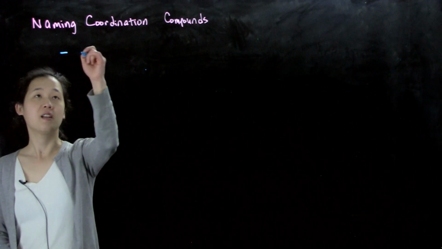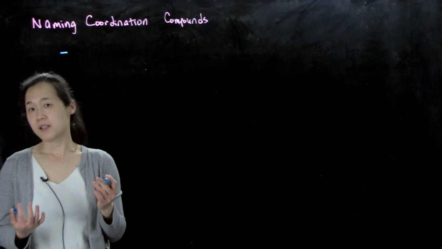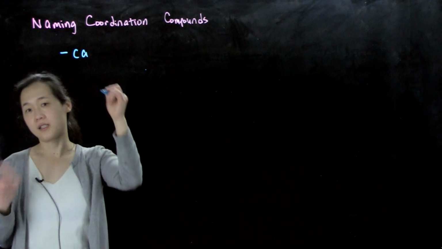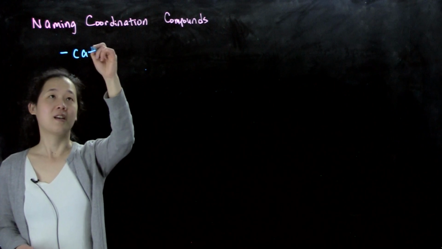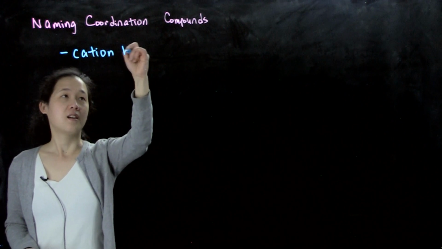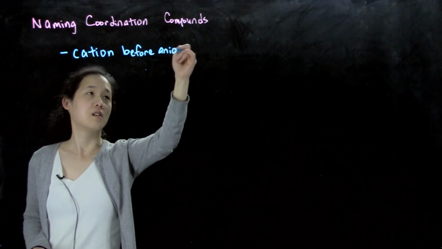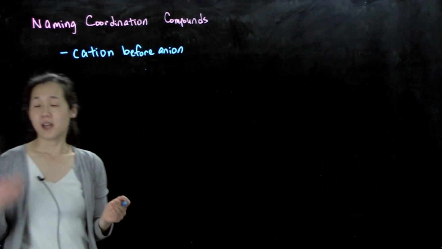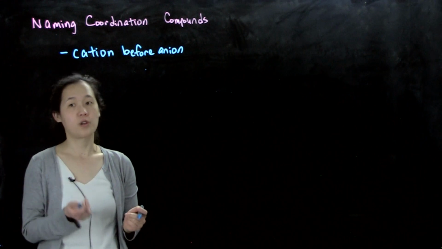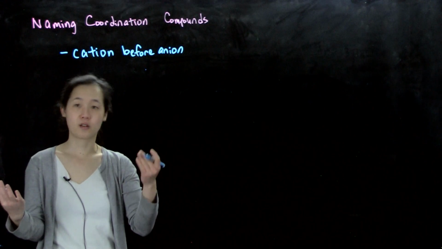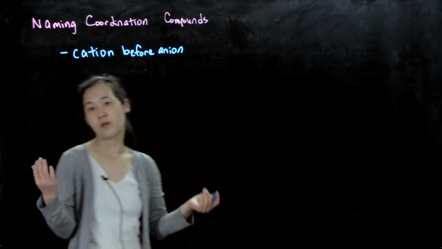First rule: sometimes complexes can be charged. So if you have a charged complex, or it's a salt, you have charge balance, and you typically name the cation before the anion. You can have an anionic complex, put the cation first, like potassium, whatever, or you have a cationic complex, name the complex first, and then put the following anion at the end, chloride, sulfate, whatever it is.